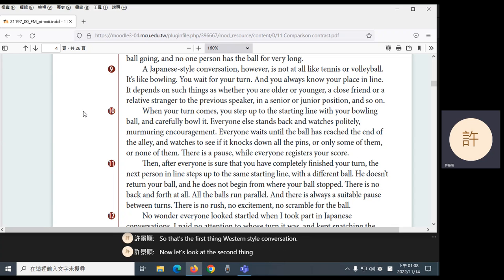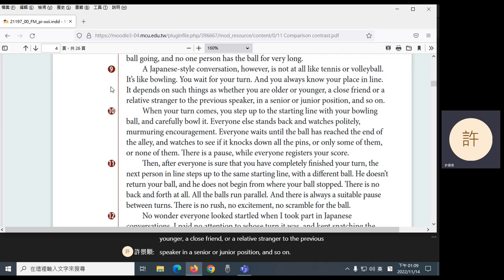A Japanese style conversation, however, is not at all like tennis or volleyball. It's like bowling, 保龄球. You wait for your turn, and you always know your place in line. It depends on such things as whether you are older or younger, a close friend or a relative stranger to the previous speaker, in a senior or junior position, and so on.